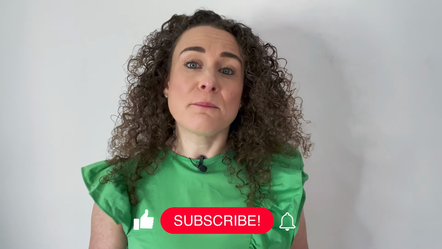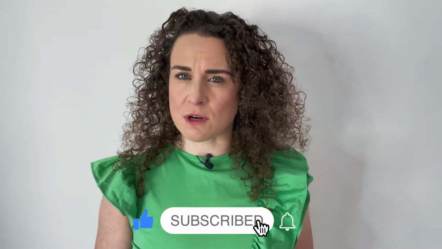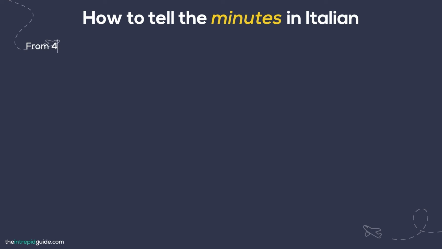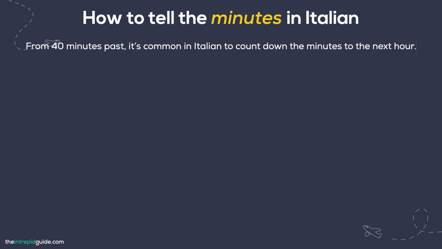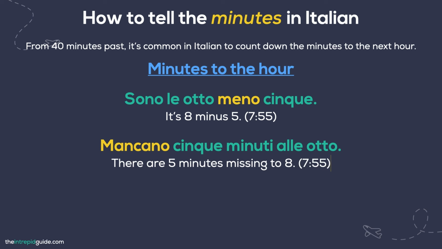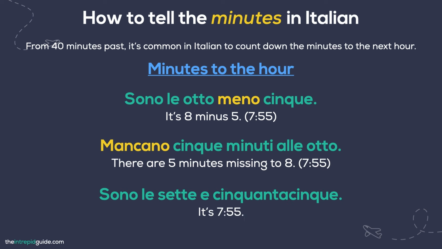Up to 39 minutes past the hour, you can use the structure that we've just seen that adds minutes after the hour. However, from 40 minutes past, it's common in Italian to count down the minutes to the next hour. So if the clock shows 7:55, in this case, you might hear Italians express this time in the following ways. Sono le 8:05. Mancano 5 minuti alle 8. Literally, there are 5 minutes missing to 8. These are equally correct, but slightly less common and more formal.